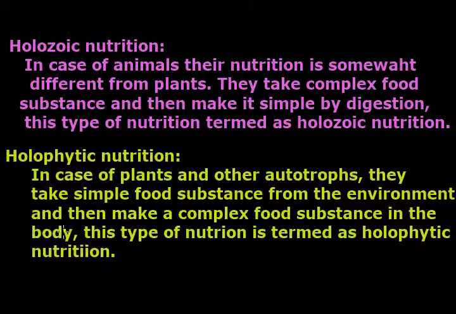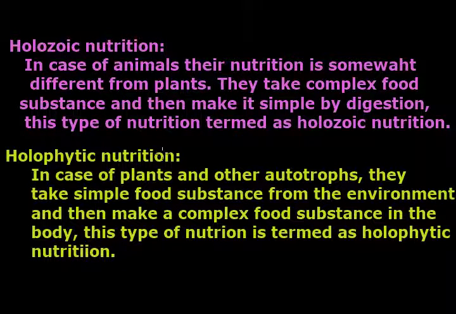Besides these two types of nutrition, we can also classify nutrition into the following types: holozoic nutrition and holophytic nutrition. What is holozoic nutrition? In the case of animals, nutrition is somewhat different from the plant body. We all know that animals are basically heterotrophs, and they acquire complex food substances from the environment, I mean from green plants or from autotrophs. And then inside their body, the food materials get digested and assimilated in the cells. This type of nutrition of animals is known as holozoic nutrition.